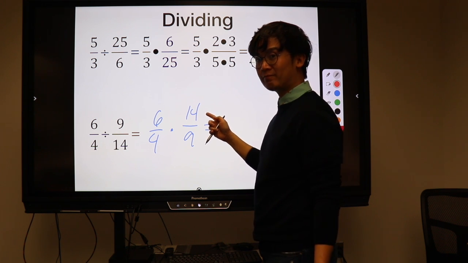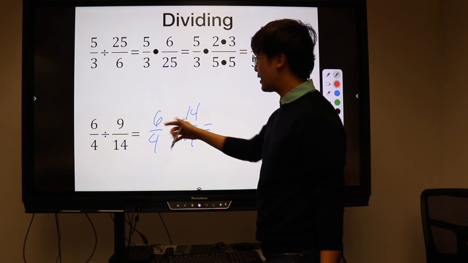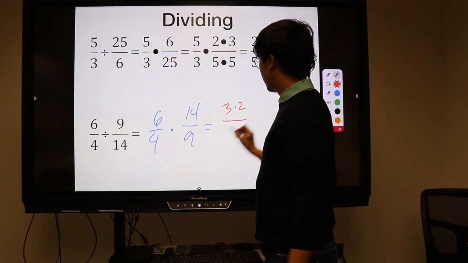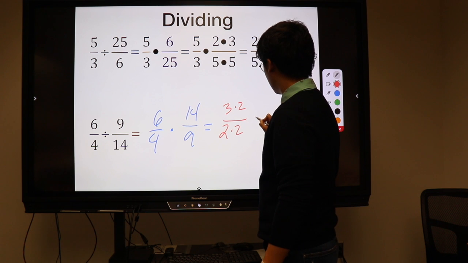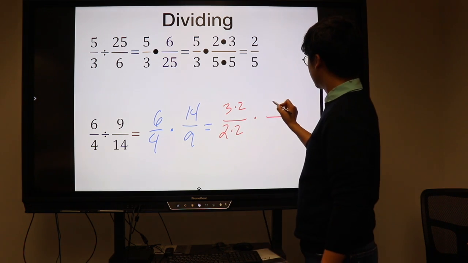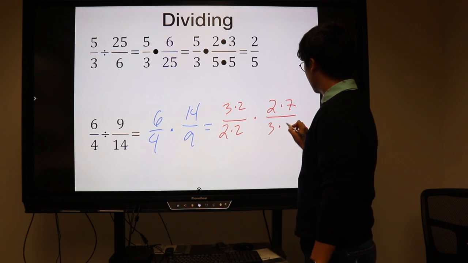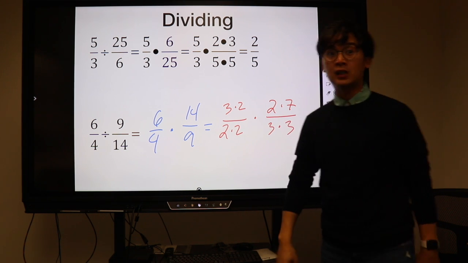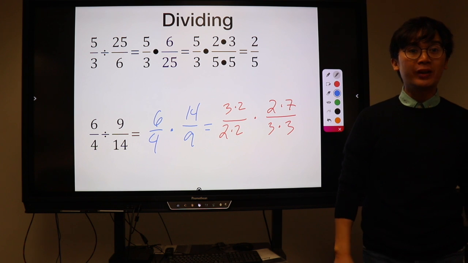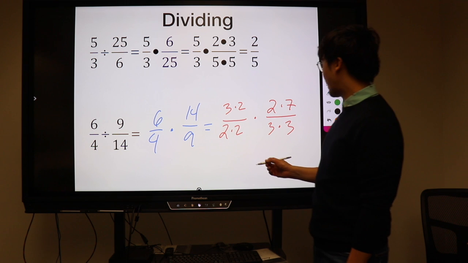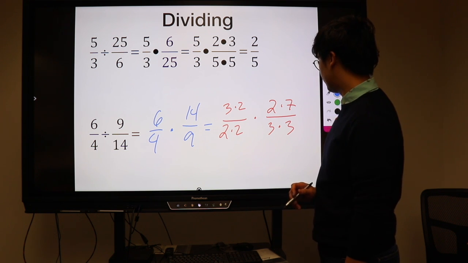Right? So let's start with 6. Can we factor 6? 3, 2. How about 4? 2, 2. 14? 2, 7. 9? 3, 3. So we have a bunch of factors. And all we need to do is cancel the common terms that we don't need. What can we cancel first? 2 and 2.